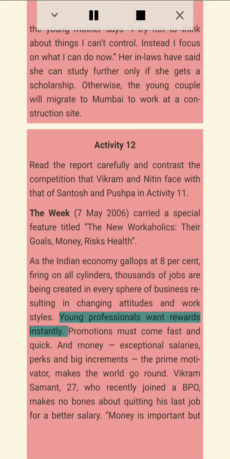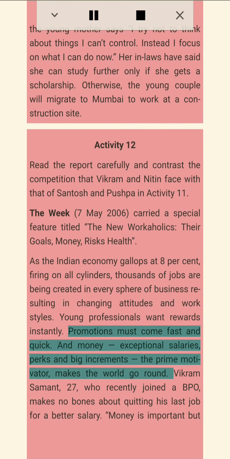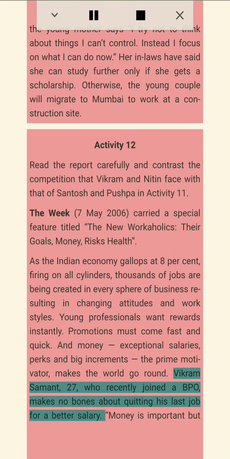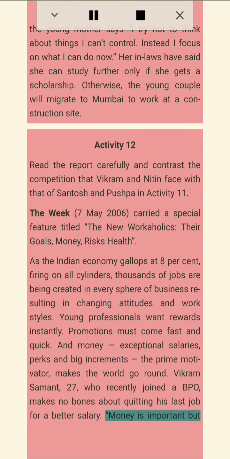Young professionals want rewards instantly. Promotions must come fast and quick. And money, exceptional salaries, perks and big increments, the prime motivator, makes the world go round. Vikram Samant, 27, who recently joined a BPO, makes no bones about quitting his last job for a better salary. "Money is important, but my new employers are fully aware that I'm worth every rupee paid to me," he reasons.